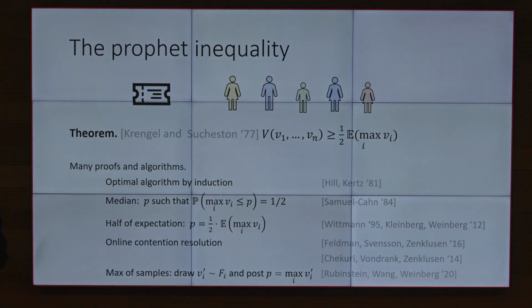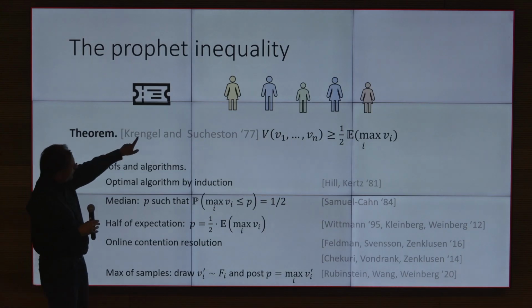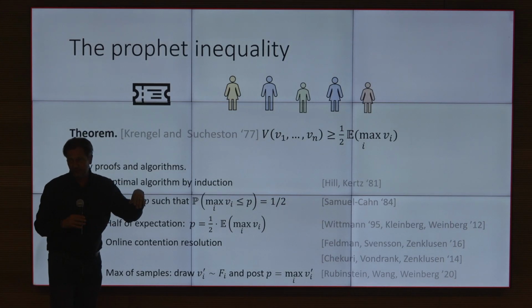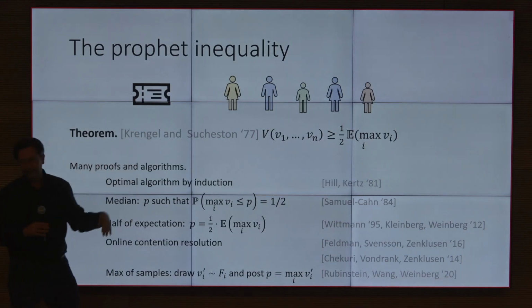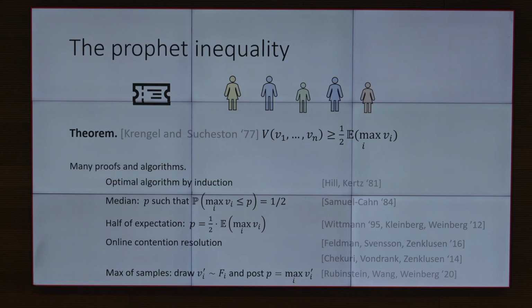What was the first proof? The '77 one is threshold based, but they don't explicitly characterize the threshold. They find the supremum of something. Actually, the Krengel and Sucheston proof gives only 1/4. And then there is some other person who mentions that their proof can be improved to get the 1/2.